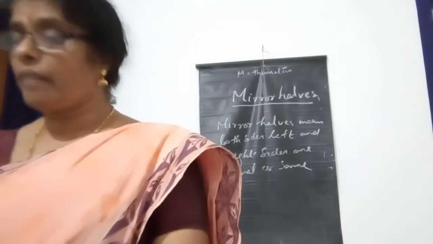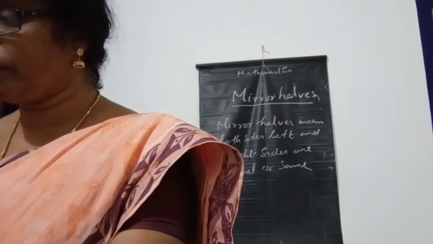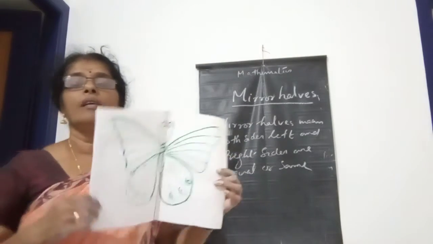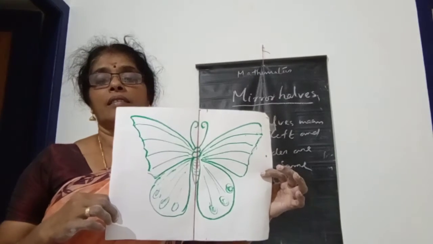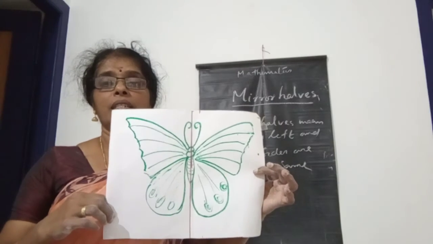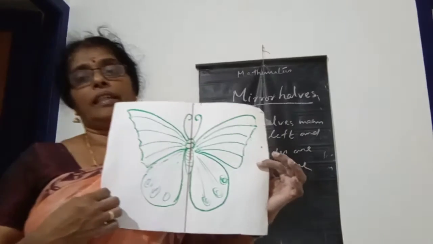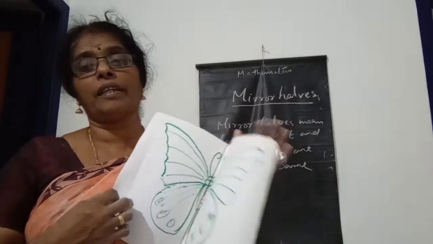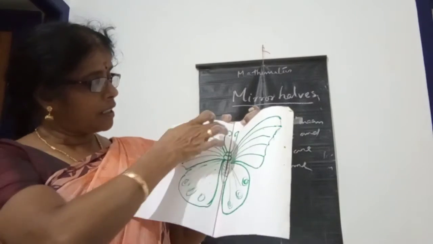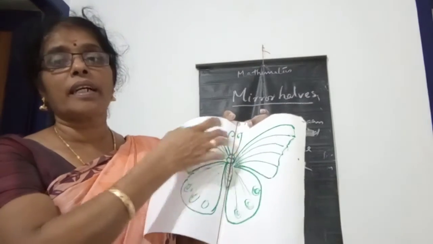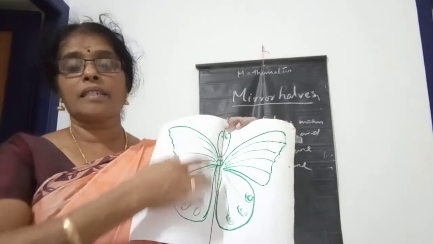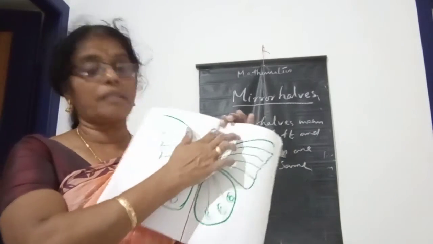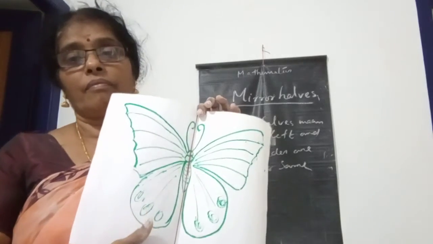Look here, children, I will show you one picture. What is this, children? This is a butterfly, isn't it? Look carefully, children, the right and left side. You can see this side and this side, these two sides are equal, and these two sides are same. So these butterflies are mirror house.